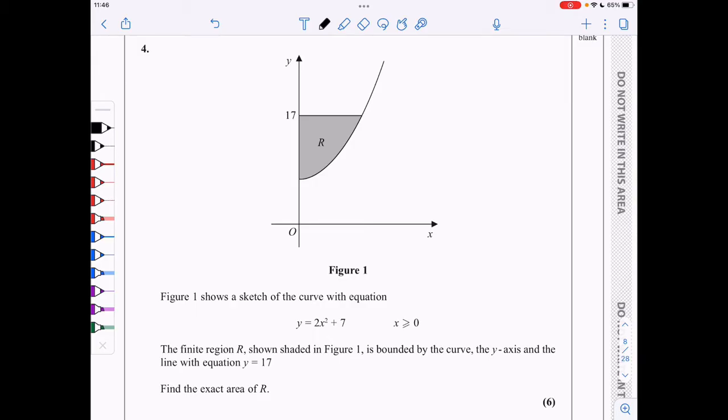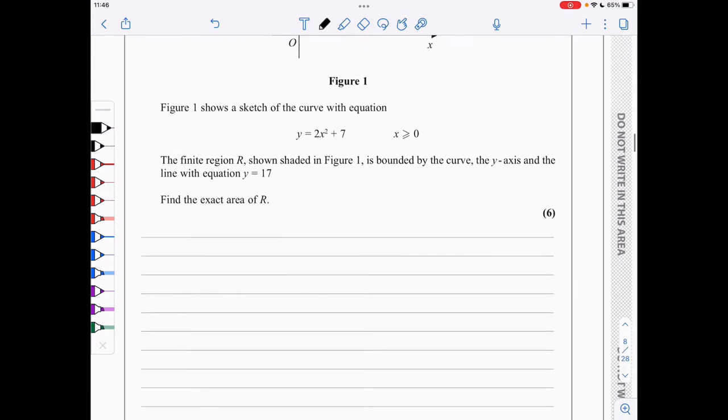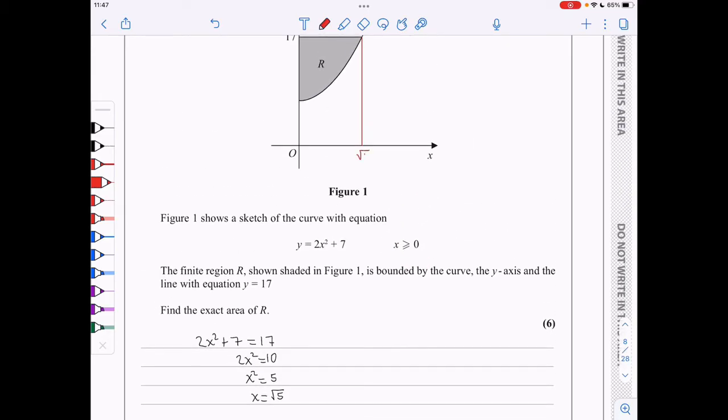We've got the shaded region R here, and we need to find the exact area of R. I will start by determining the x value of the point at which the y value is 17. So in order to do that, I will be solving 2x squared plus 7 is equal to 17. 2x squared is 10, so x squared is 5, and therefore x is root 5 because x is greater than or equal to 0, and therefore the x value here is root 5.